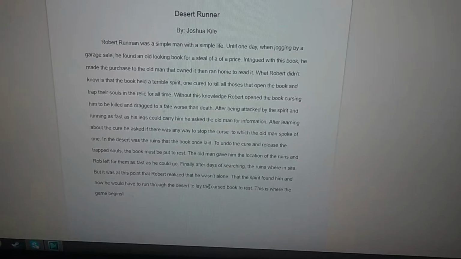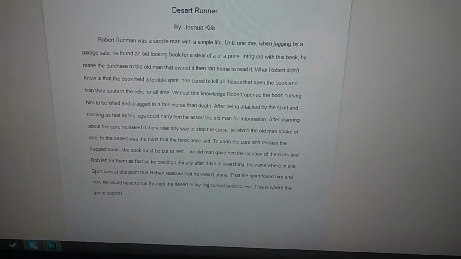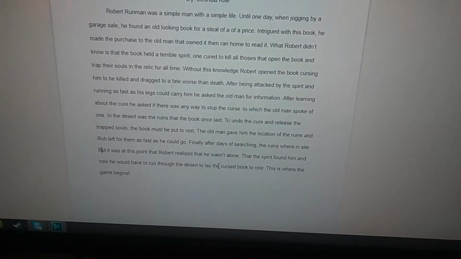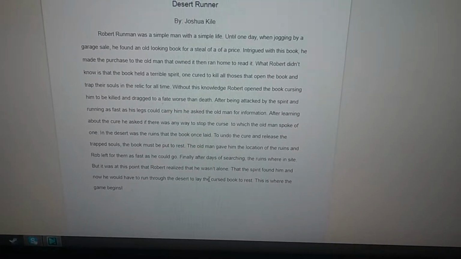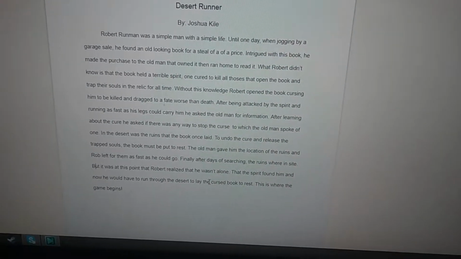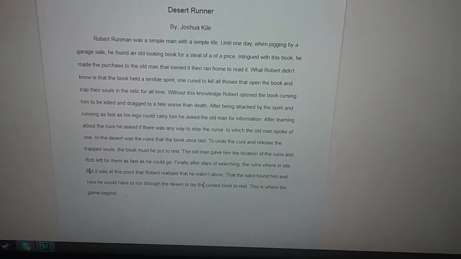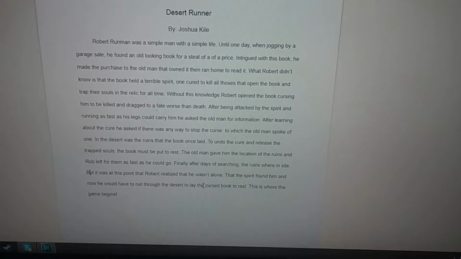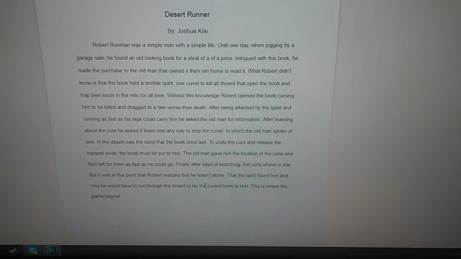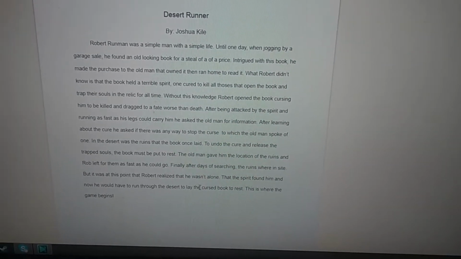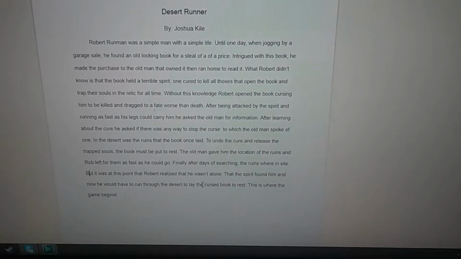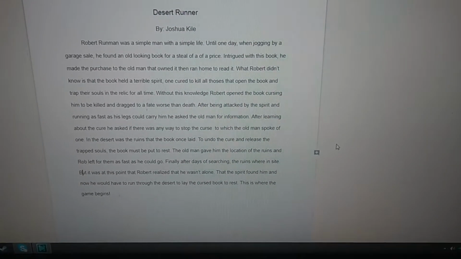In the desert were ruins where the book once lay. To undo the curse and release the trapped souls, the book must be put to rest. The old man gave him the location of the ruins, and Robert left for them as fast as he could go. Finally, after days of searching, the ruins were in sight. But it was at that point Robert realized he wasn't alone. The spirit had found him, and now he would have to run through the desert to lay the book to rest.